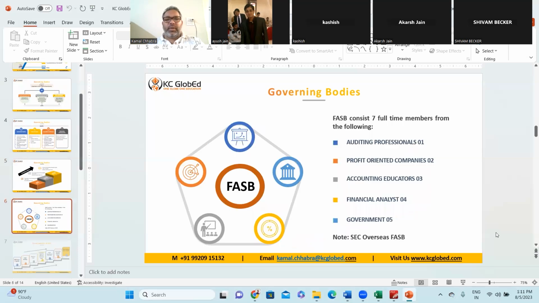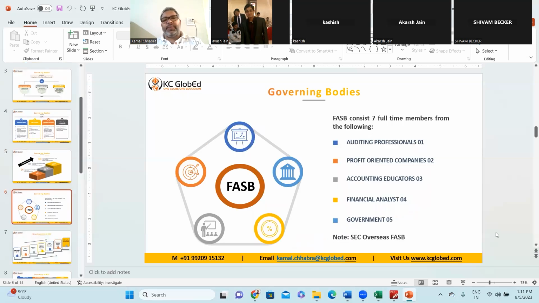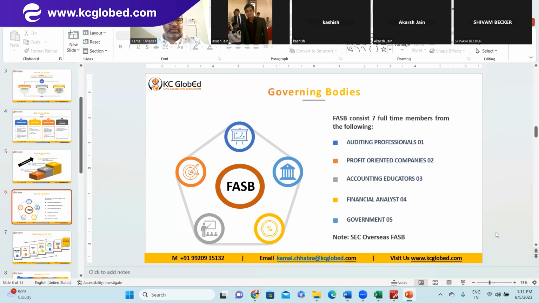And then the FASB consists of 7 full-time members from the following domains. One full-time member from the auditing profession, like a big CPA firm. Second is from a profit-oriented company, that is, an industry representative. Third is an accounting educator like us. Fourth is a financial analyst who analyzes financial statements, like companies such as CRISIL in India, S&P, Moody's, organizations that do the financial analysis and provide ratings and analysis reports.